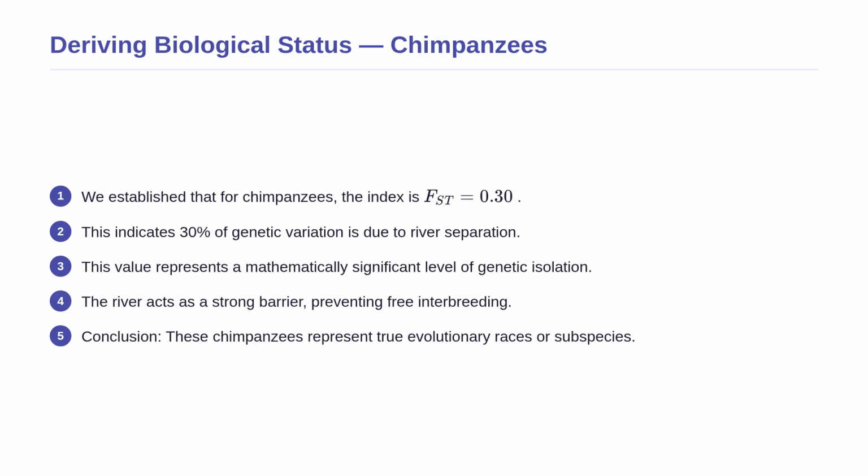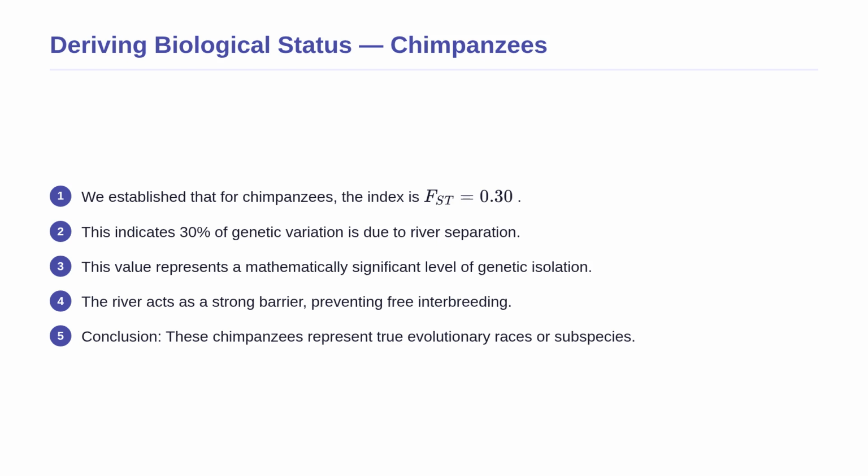Following the same logical derivation, let us look at the chimpanzees. We calculated their fixation index to be 0.30. This step proves that 30% of their genetic variation is strictly due to being separated by the river. In evolutionary biology, this represents a mathematically significant level of genetic isolation.